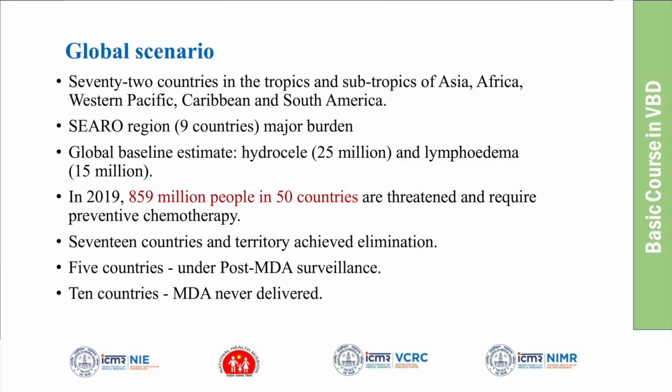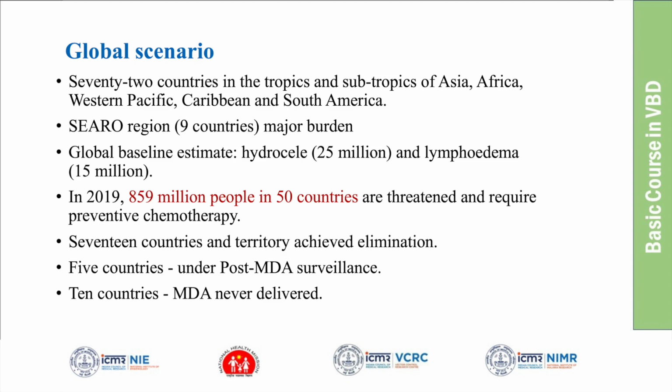So moving on to the current burden of the disease. First, let's see the global scenario. According to WHO, 72 countries in the tropics and subtropics of Asia, Africa, Western Pacific, Caribbean, and South America, the disease is quite endemic in these regions. If we take the SEAR region, that is the Southeast Asia region alone, which constitutes around 9 countries, the major burden of the disease is concentrated in this region.